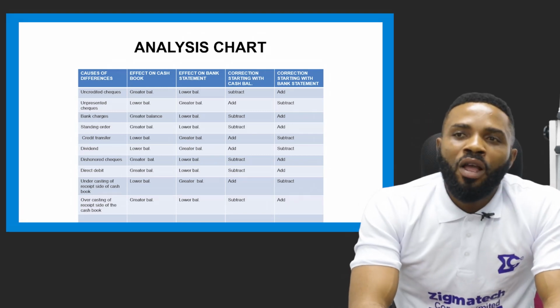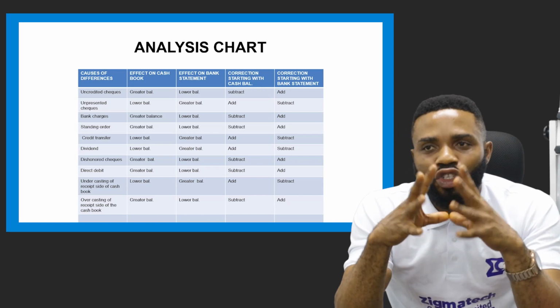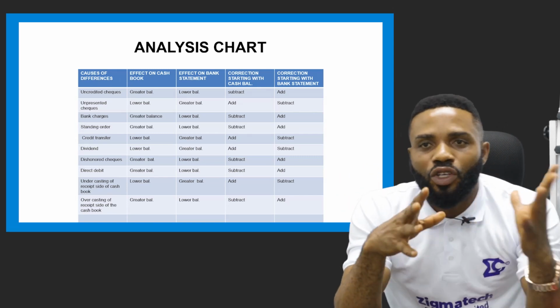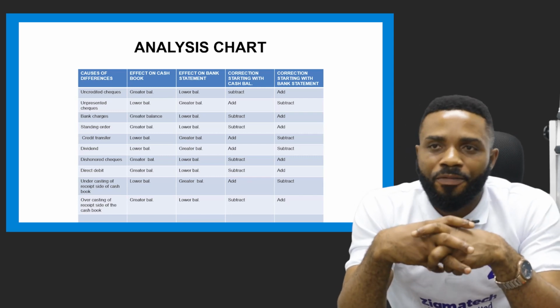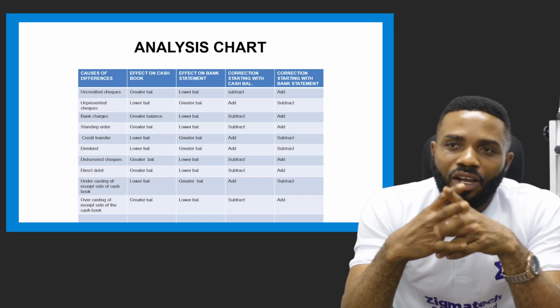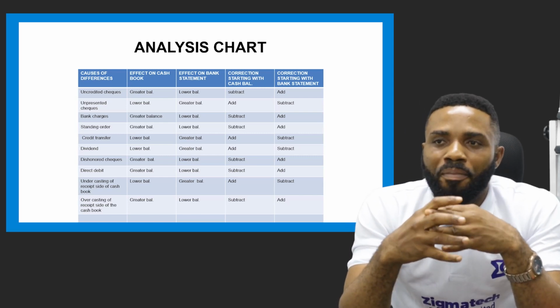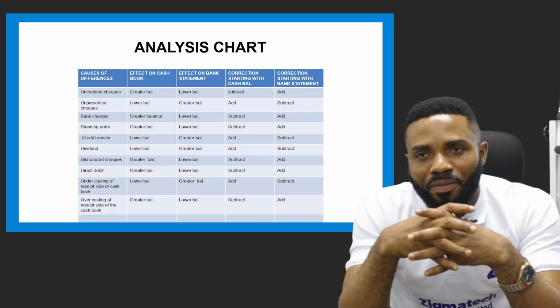Now, I want to show us a chart that will present a summary of what I have said so far. If you look at this chart, you see causes of the differences, effect on the cash book, effect on bank statement, correction starting with the cash balance, correction starting with the bank statement. If you look at it very well, it is self-explanatory.